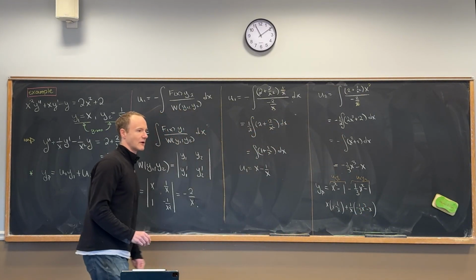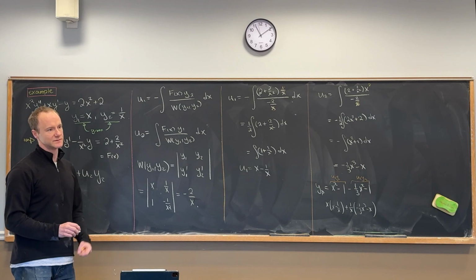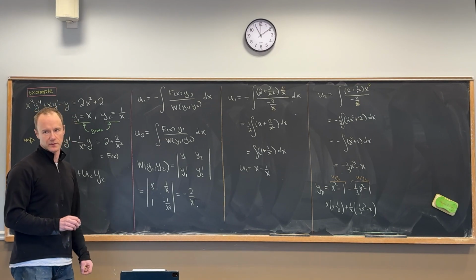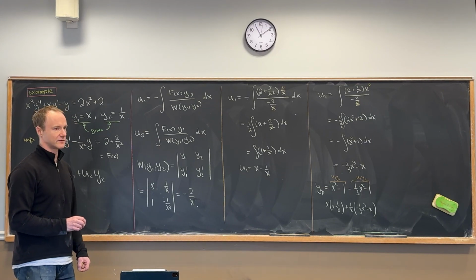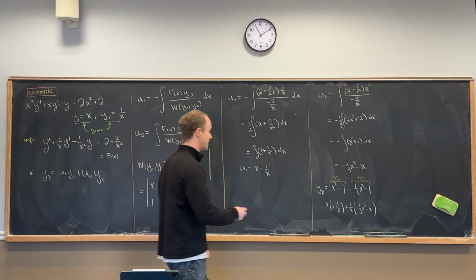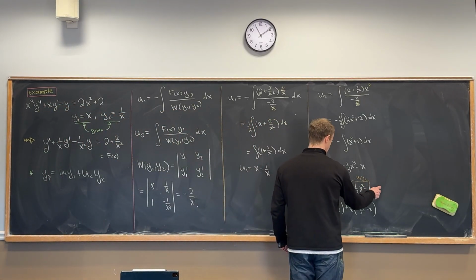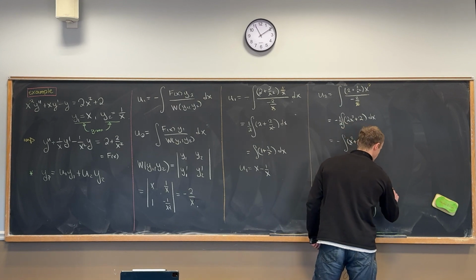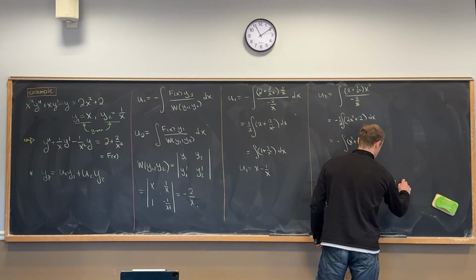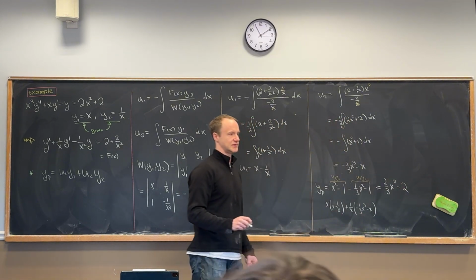So there it is. I wrote it in the other order. I wrote it as y2 times u2 and so on. I put the y's in front, but that's what we have. Does that seem right? And now we can combine terms here. That's going to give us 2/3 x squared minus 2, right?